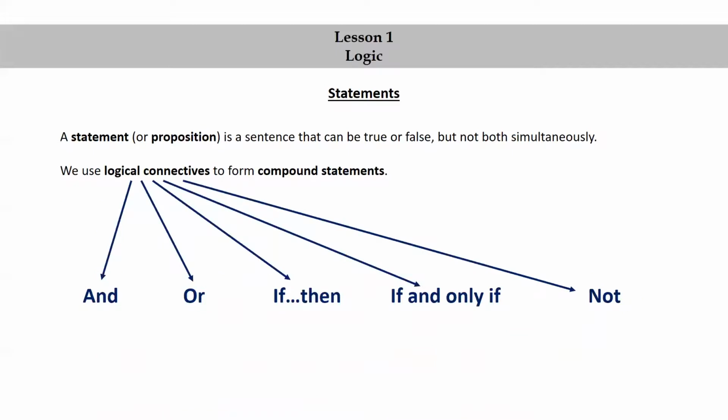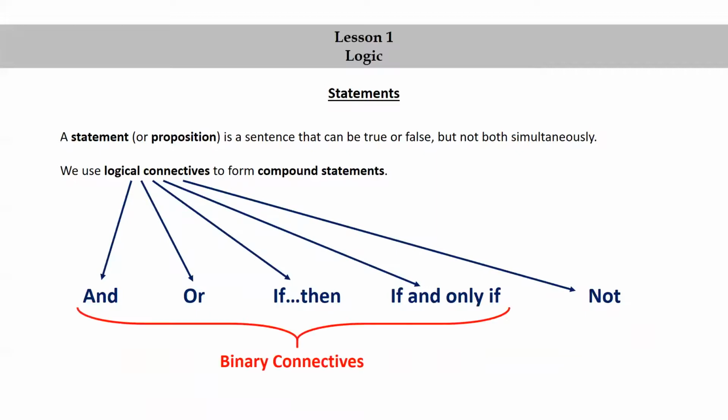Going back to our logical connectives for just a moment, the first 4, and, or, if then, and if and only if, are examples of binary connectives. The prefix bi means 2, and in fact, each of these connectives connect 2 statements together. Not is an example of a unary connective. It connects to only one statement.